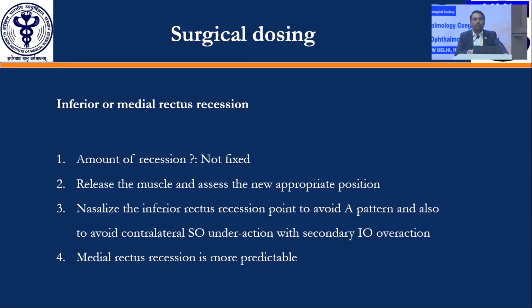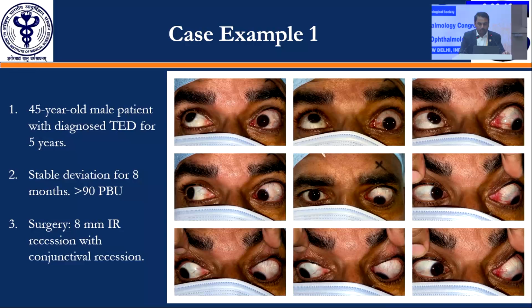So that's why we have the physiological V phenomenon. We can converge in down gaze. So don't do plain IR recession, do it with nasalization. Otherwise, if you do pure IR recession, that can impair the adduction, and that can give leverage to the other eye's superior oblique also. That's how we are going to have a problem in the down gaze.